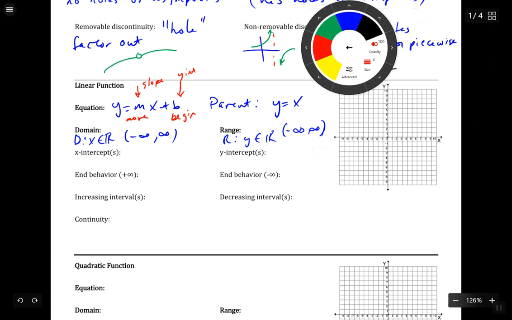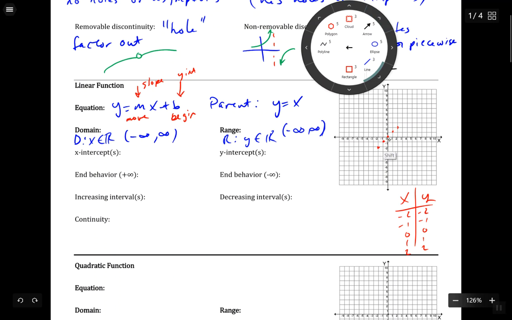Okay, for this one, is it easy enough to graph without making a little table? But if you had to, could you come over here and go x, y, and put in my favorite numbers? My favorite numbers are -2, -1, 0, 1, and 2. Yes? And I think I have a shape. Can I put a line in? Oh, I can. Let's try a line.